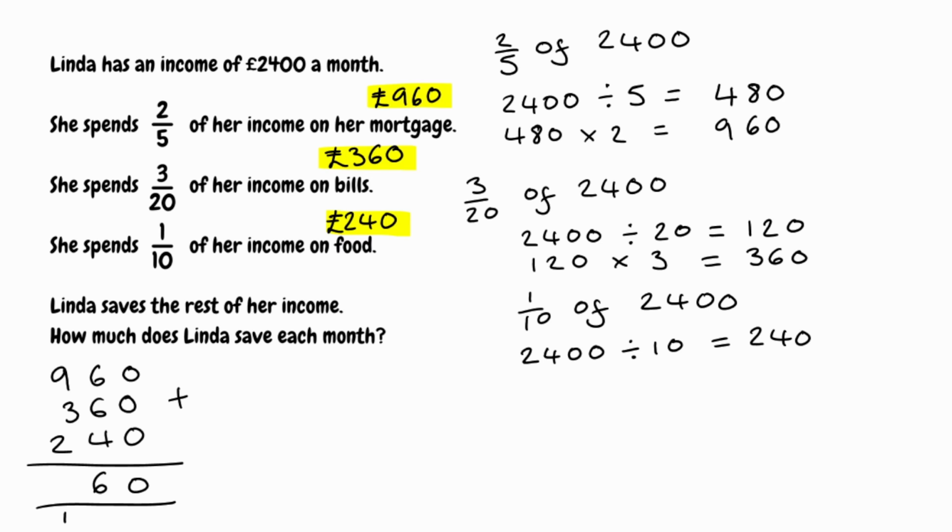We've then got 9 add 3, which is 12. Add on 2 is 14. Add on the one we've just carried is 15. So we'd have 1,560. So each month, Linda is spending £1,560. To figure out how much she's saving each month, we have to take this away from her monthly income of £2,400. So for the last step here, we're just going to do 2,400, and we're going to take away this 1,560.